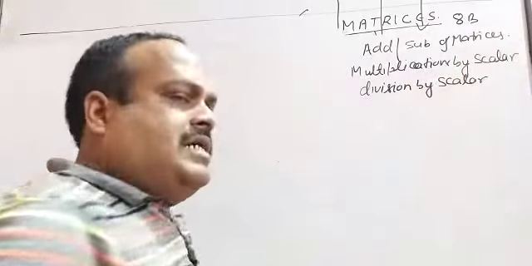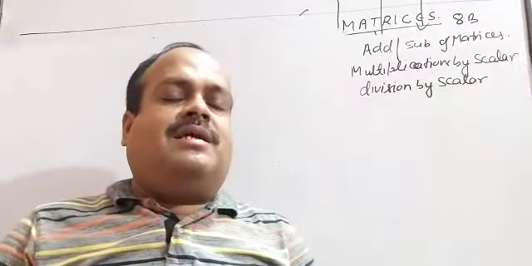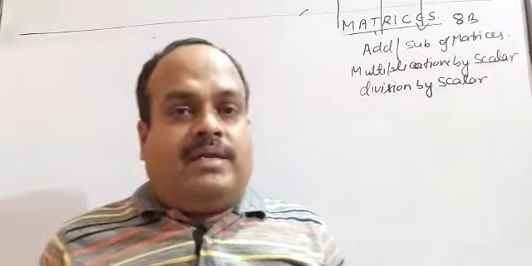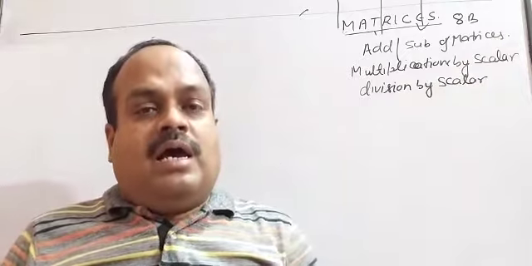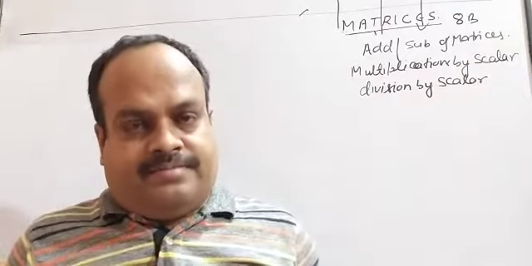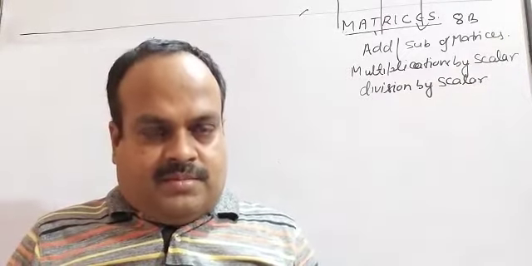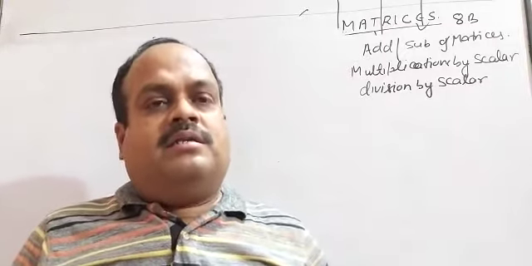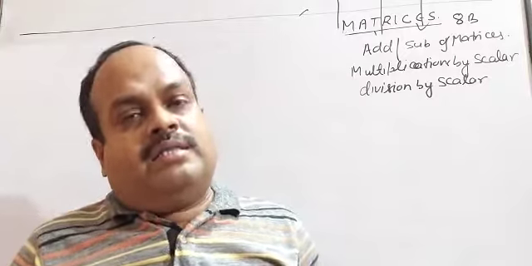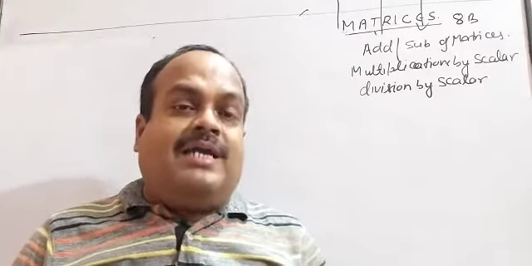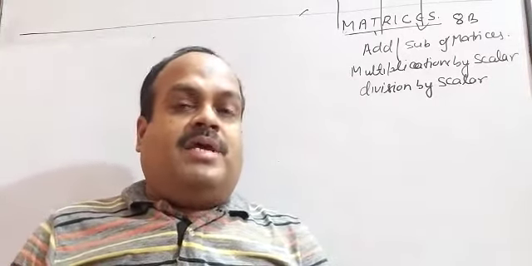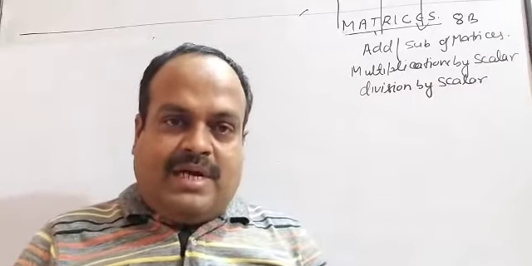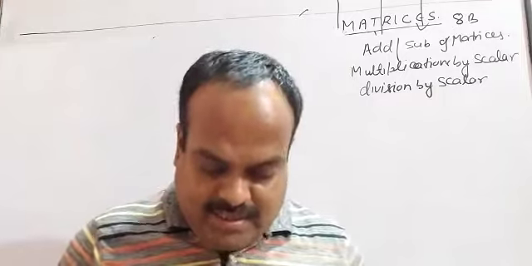In the live class I told you that the addition or subtraction of two matrices is possible only when they have the same order. If two matrices have the same order, then we can add the matrices. To add the matrices, we add their corresponding elements. Keep it in mind, corresponding elements.